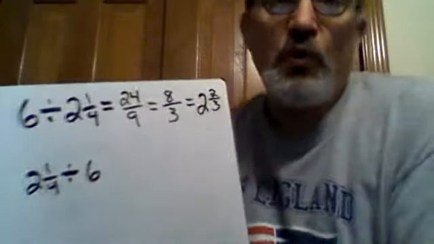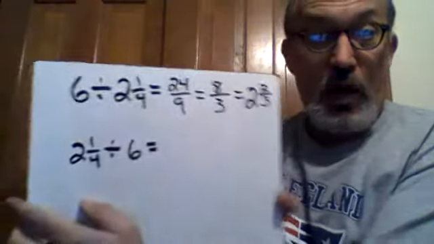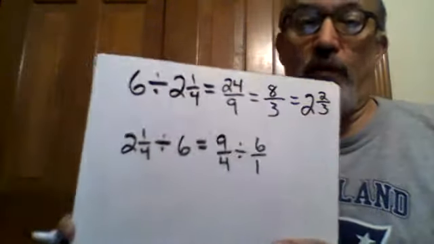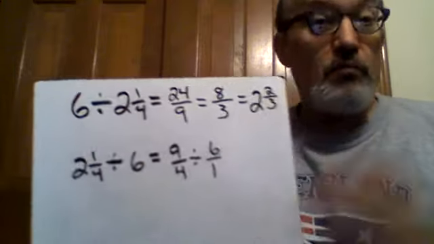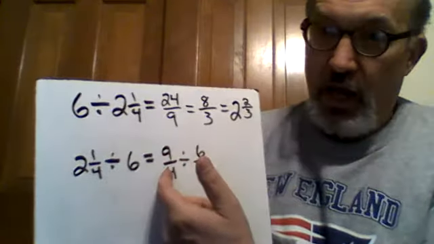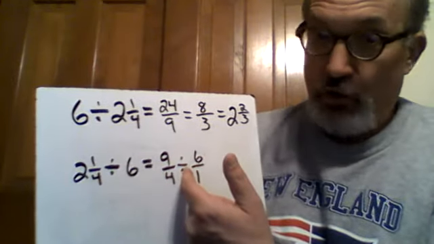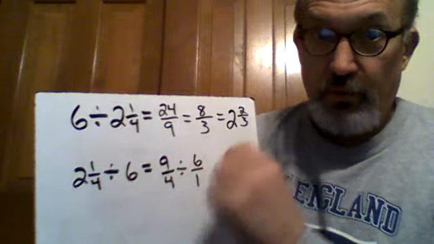But in order to do 2 and 1/4 divided by 6, we will, of course, think of each of them as fractions, because they are. The 2 and 1/4, just like in the last video, is still 9/4. And we're dividing that 9/4 by 6, which is 6 over 1. So, keep, change, flip. We'll keep the 9/4. We'll change to a multiplication and flip the second fraction.